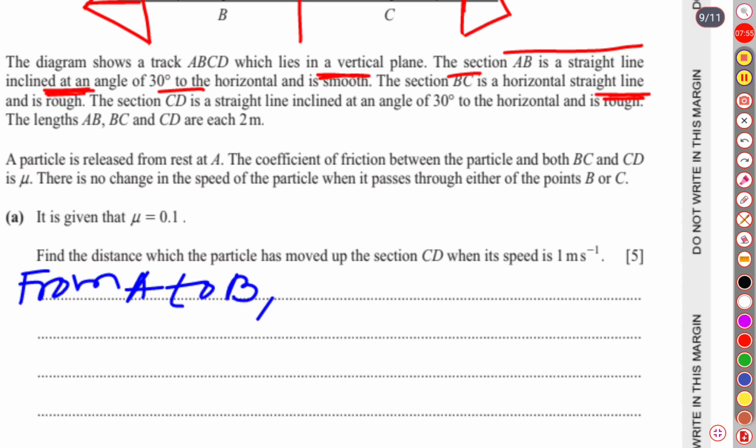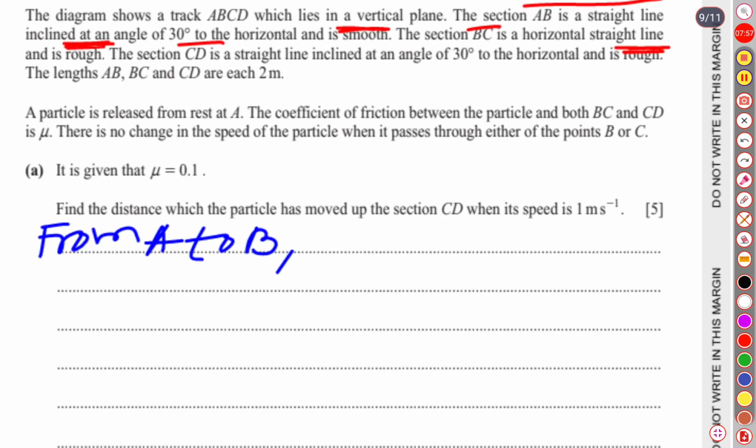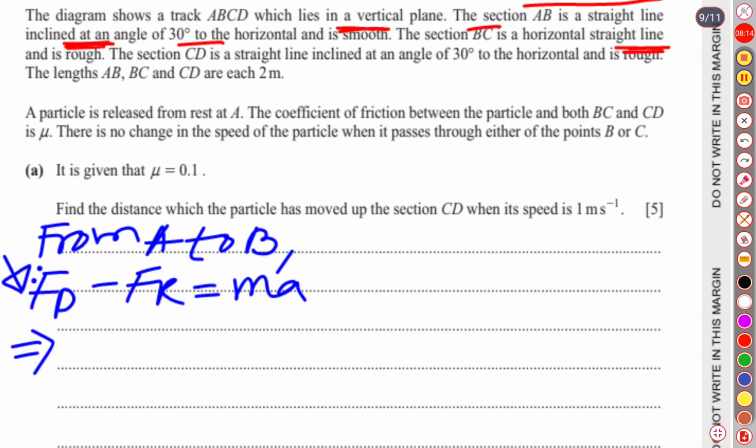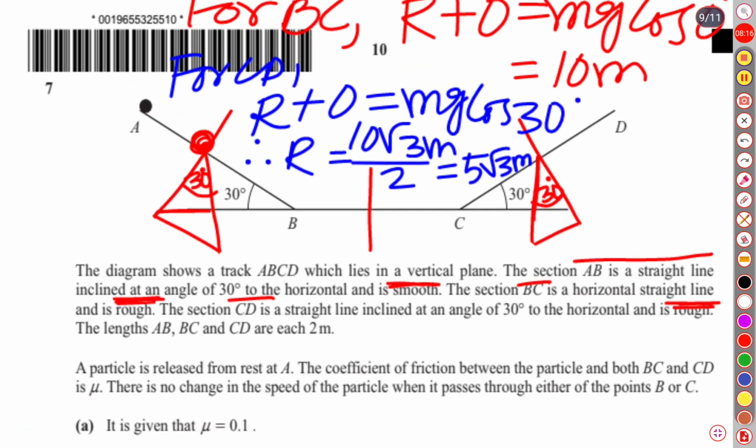That means driving force minus resistance force, as it is sliding down in that direction, is equal to mass times acceleration from A to B. So let's see what the scenario is from A to B.